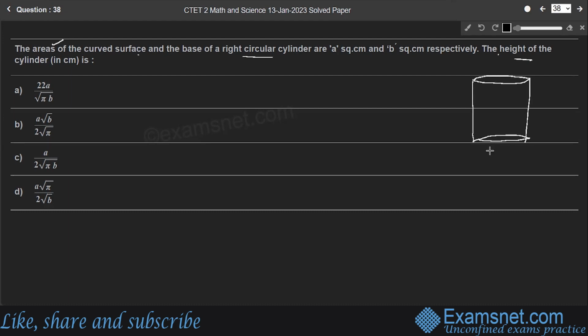Here, the curved surface area of a right circular cylinder. The formula says 2 pi r h. So the curved surface area, CSA, is equal to 2 pi r into h, whereas the area of the base of the right circular cylinder, the base of a circular cylinder means the area of the circle, right?